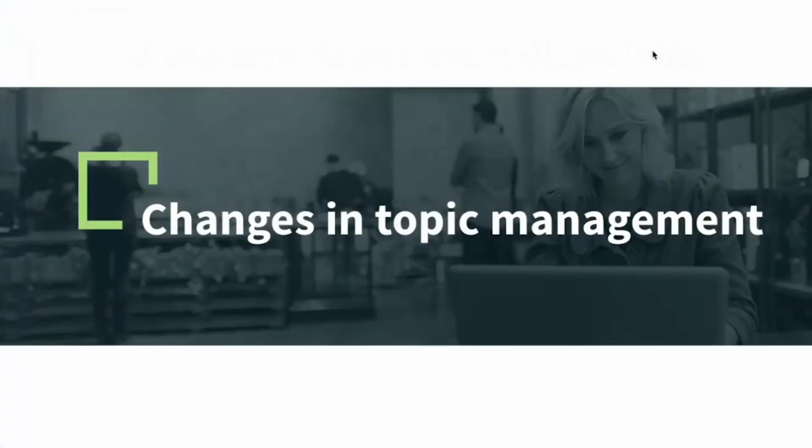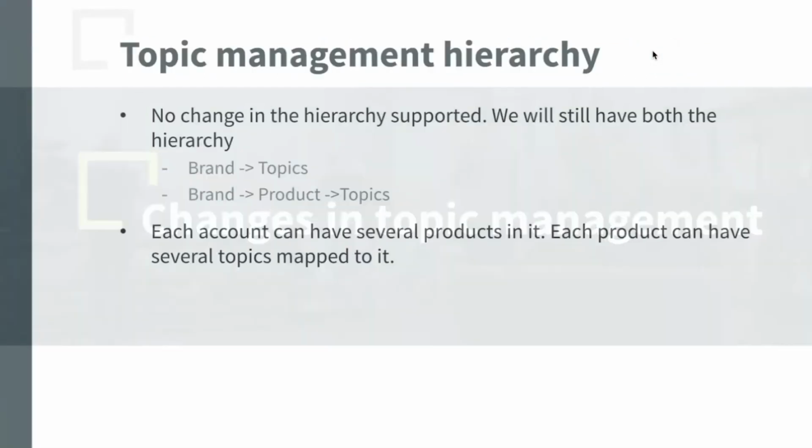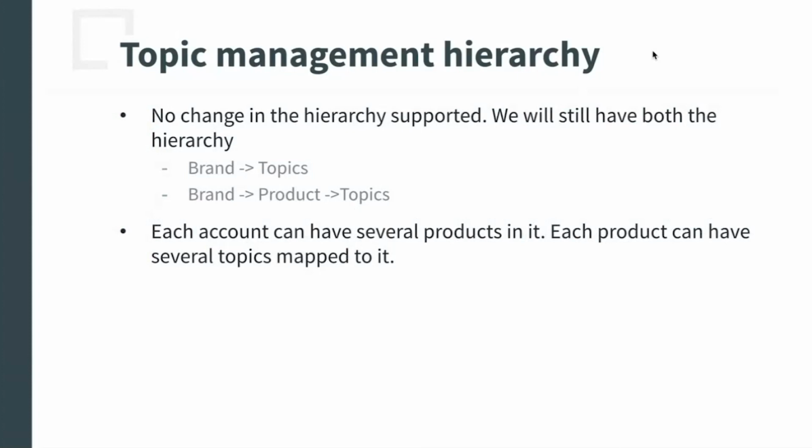So what changes have we made? Before getting on to what changes we have made, let's talk about the structure of topic management that we already have, and then we continue to have in the new setup also, which are the two types of topic management hierarchy. One is brand topics, the other is brand product topics.